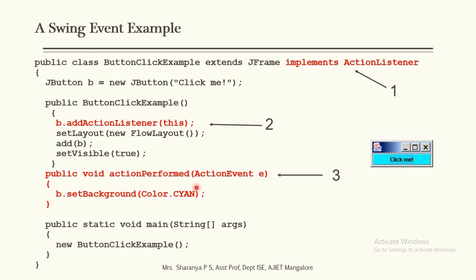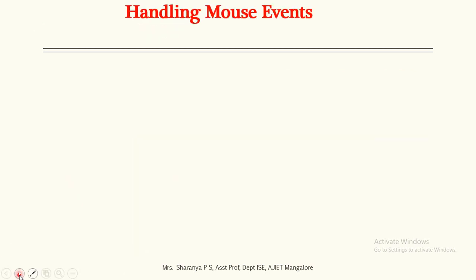And then the operation that we have done here is b.setBackground, with respect to the component b. Whenever the user clicks on that button, the background color needs to be changed to cyan. That is the action that needs to be performed when the event, that is the button click, is generated. This is how we can handle the event.